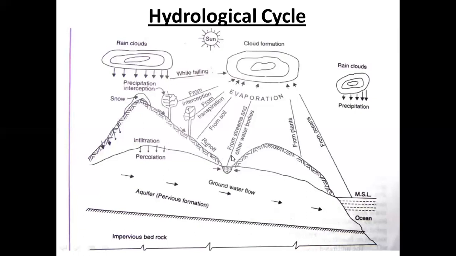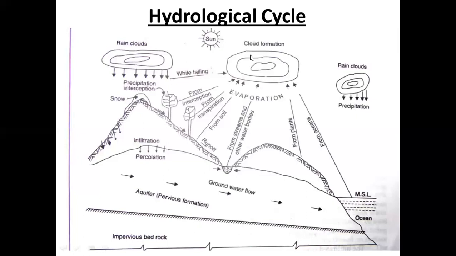Then water from the small streams and water bodies also gets evaporated. And then from plants, because plants store water, it gets evaporated through plants. And finally the major portion gets evaporated from the oceans. So again it forms the cloud here. Once the clouds are formed, they condense there.